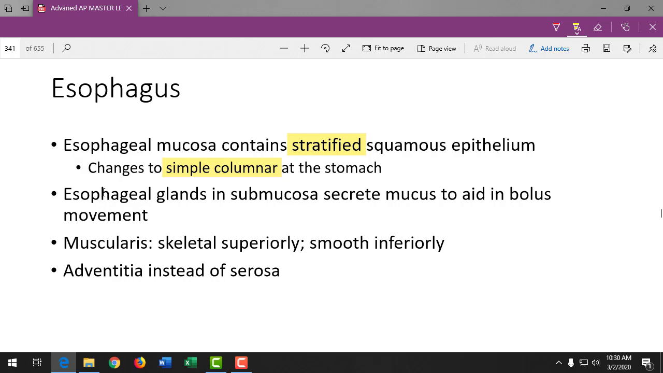Okay, so we have this mucus production, and then we have smooth muscle in the esophagus. It's skeletal muscle, though, at the top of the esophagus and smooth muscle near the bottom. Skeletal muscle we have some control over. So when we first enter into the esophagus, it's skeletal transitioning to smooth.